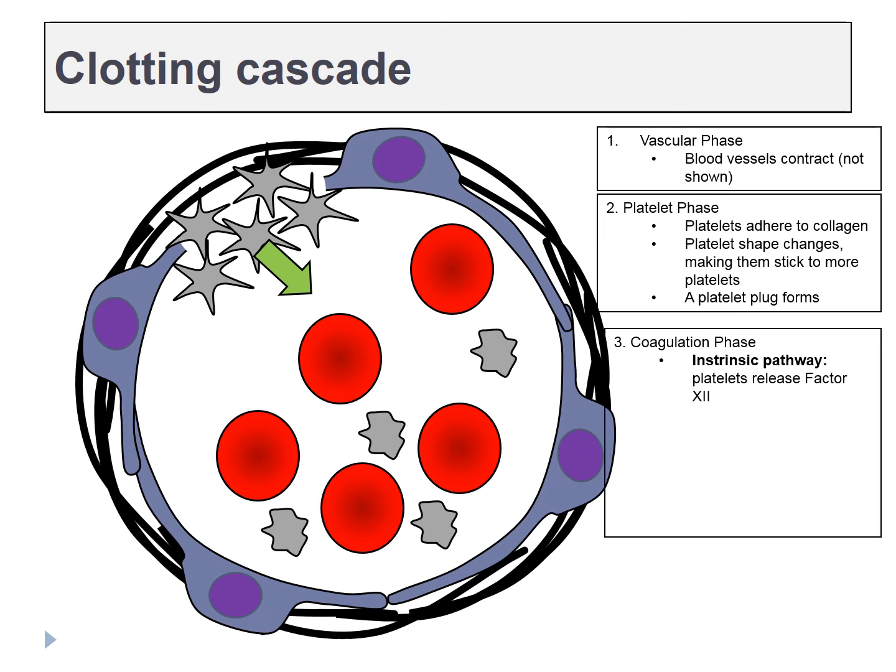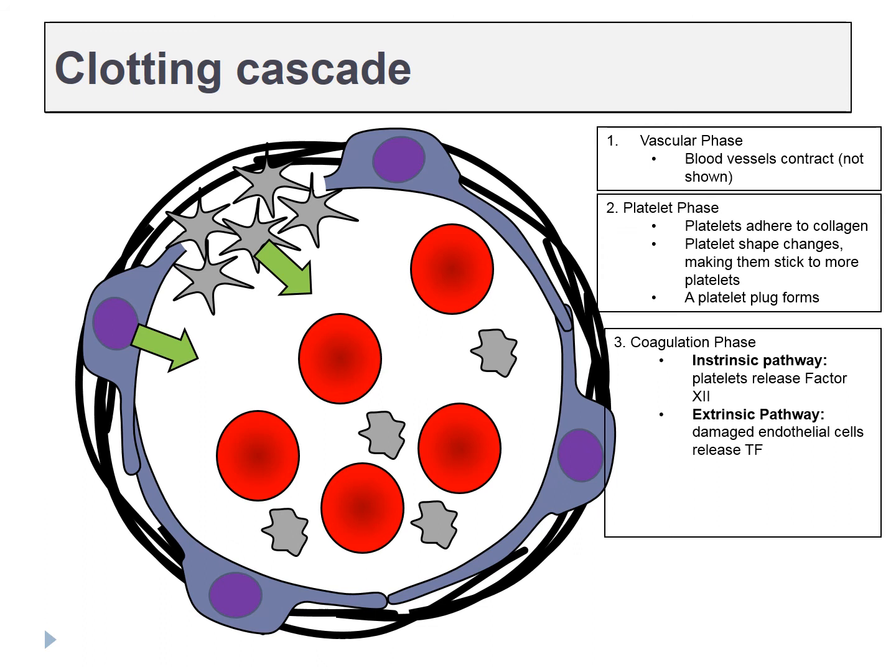Those platelets release intrinsic factor. Intrinsic meaning the platelets came from inside the blood. And the damaged endothelial cells release extrinsic factor. Extrinsic meaning these cells are outside of the bloodstream. Only when we get both of these factors released will we start to activate the clotting cascade.